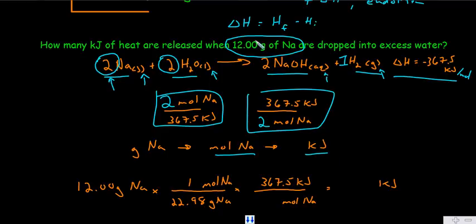So we want to go from grams of sodium into kilojoules. Grams of sodium into kilojoules, we're going to go via moles. Go to your happy place. So grams of sodium into moles of sodium, and then for every 2 moles of sodium, there's 367.5 kilojoules. So you can go ahead and calculate then that 95.95 kilojoules are released when 12.00 grams of sodium are dropped into excess water.